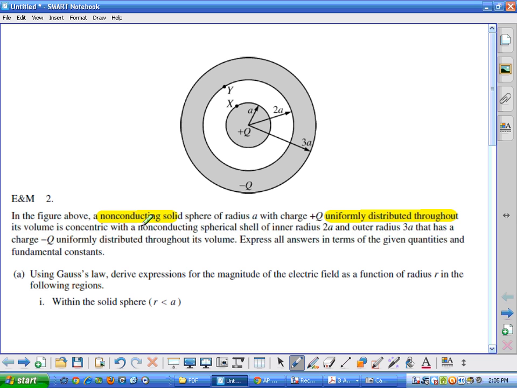And then, again, you have to be careful. The spherical shell that's around it is also a non-conducting spherical shell, and it has charge uniformly distributed throughout its volume also. So those are going to be key things that are going to allow you to find the electric field in different regions.